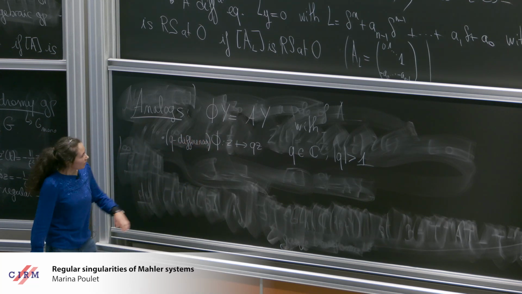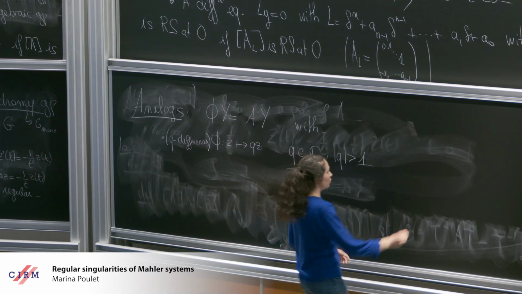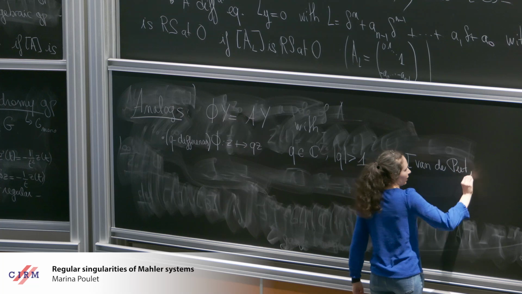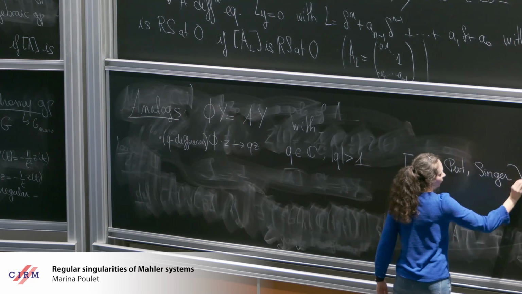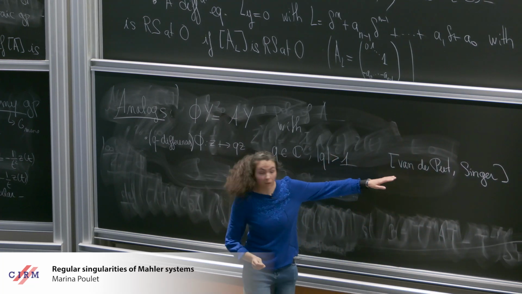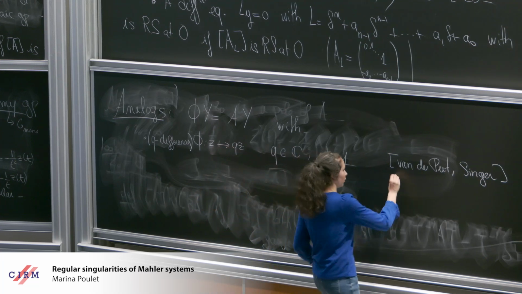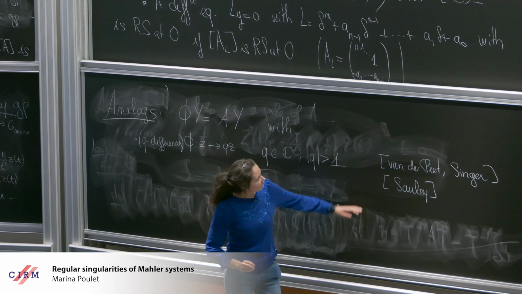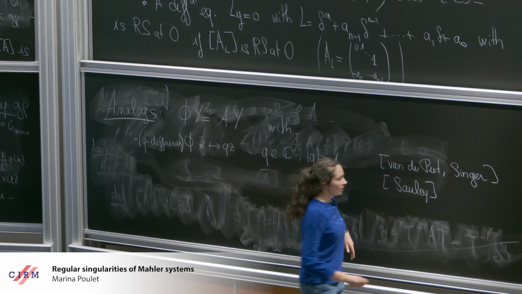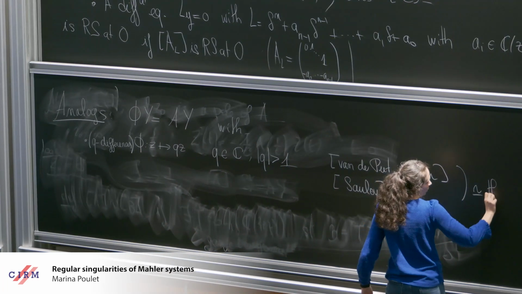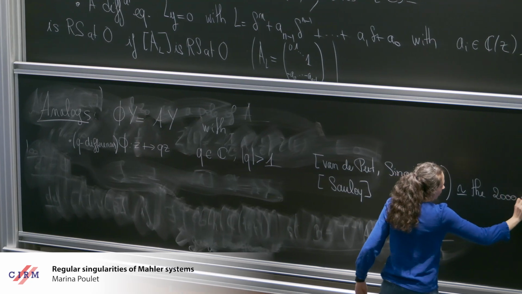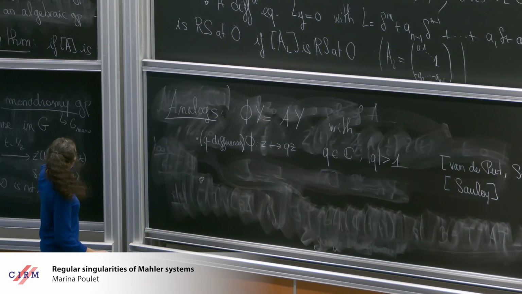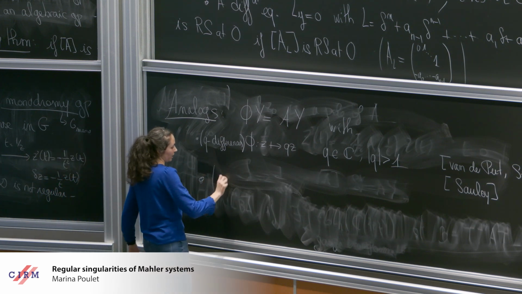The analog in this case is due to Van der Put and Singer, using Picard-Vessiot theory. It's also due to Jacques Sauloy using Tannakian categories. And I will mention the case we're interested in this talk. It's the Mahler case.